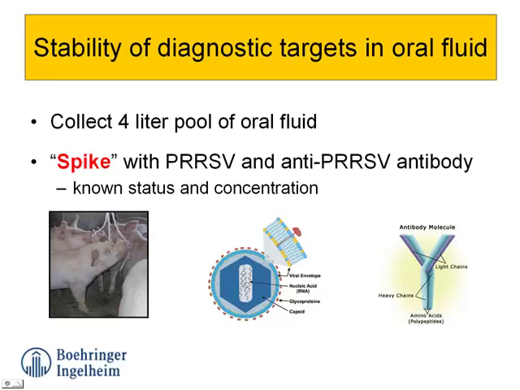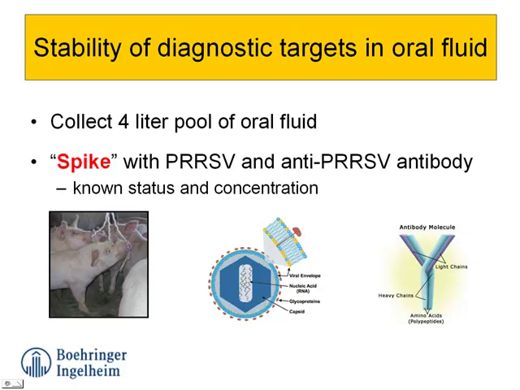So through a grant funded by BIV, we went out and basically collected a big old vat of oral fluid. We had 4 liters of oral fluid. I'll show you the thing here in a minute. And then we spiked this collection of oral fluid with PRRS and anti-PRRS antibody. And so the data we're going to look at here is not antibodies or virus that we're detecting in naturally infected pigs. We added these to the oral fluid so that we could then put them in different conditions and watch how they degrade over time.